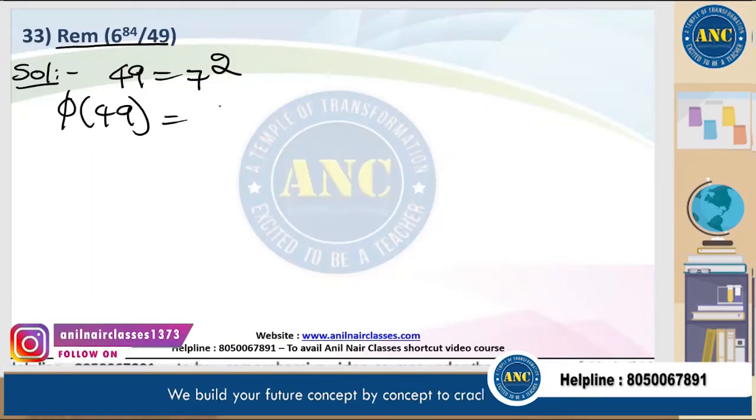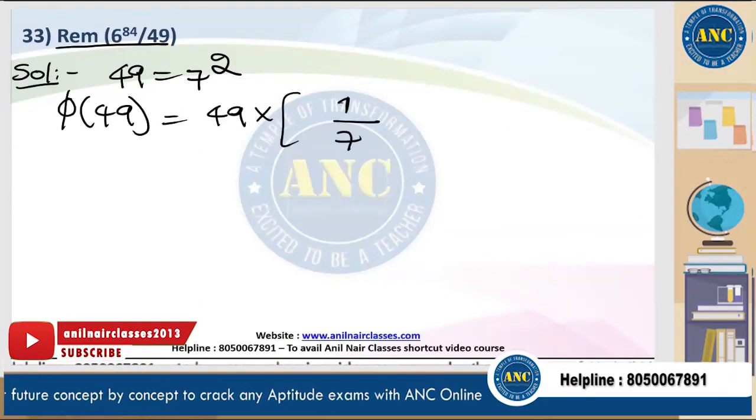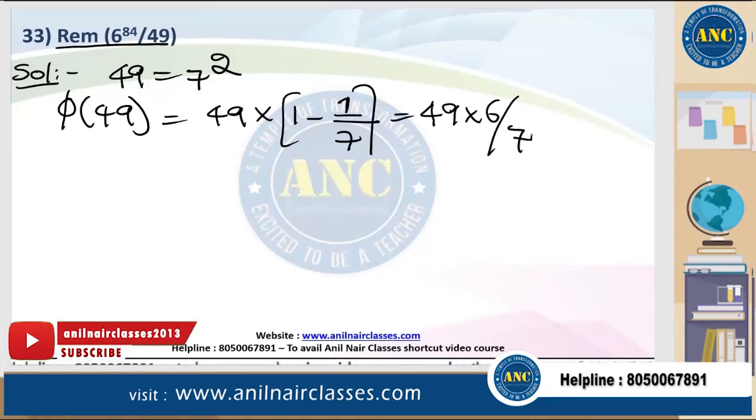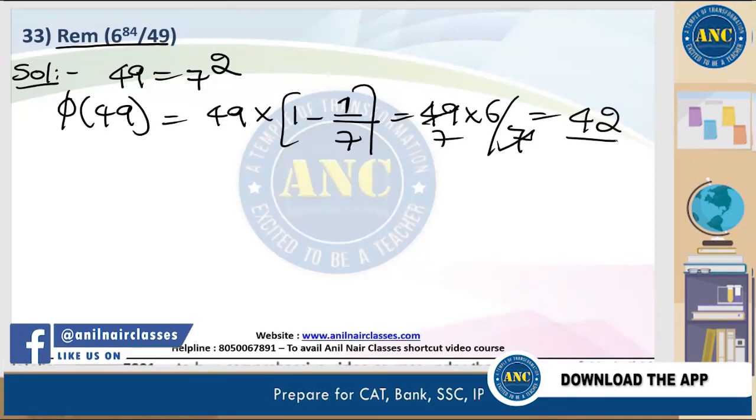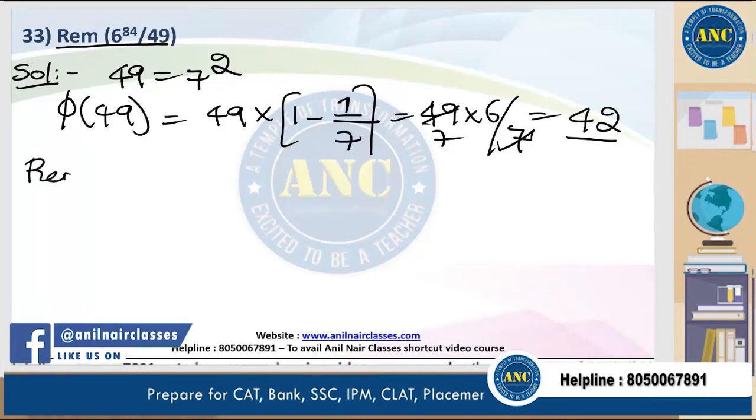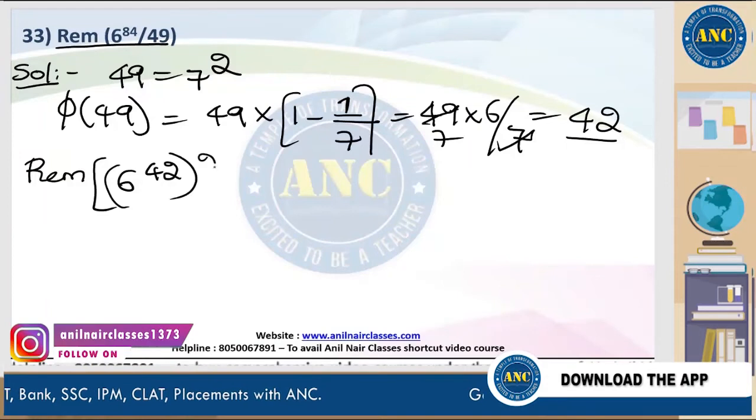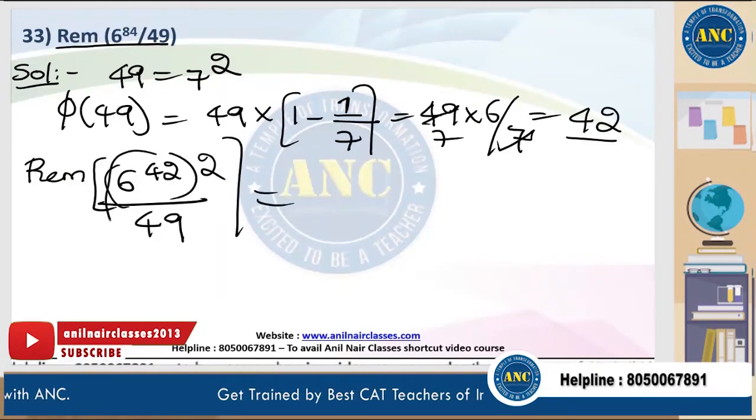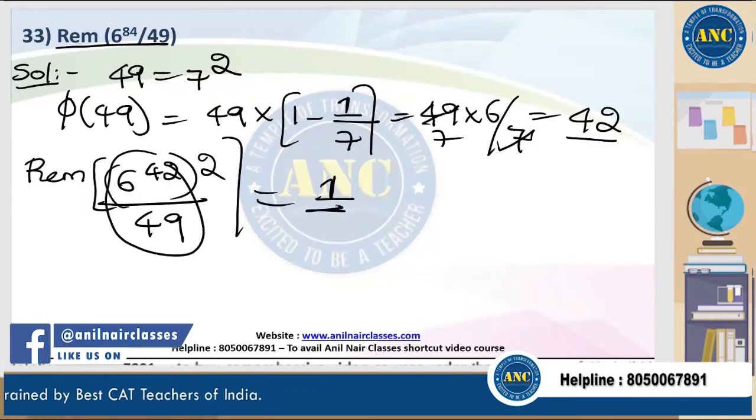The quotient function of 49 is 49 into, out of 7 numbers, 1 number is divisible. So it is 1 minus 1 by 7. 49 into 6 by 7. 7 ones are 7. 6 sevens are 42. So these are nothing but 6 power 42 power 2 divided by 49. This is nothing but 1. 1 square is 1. I hope the idea is clear.